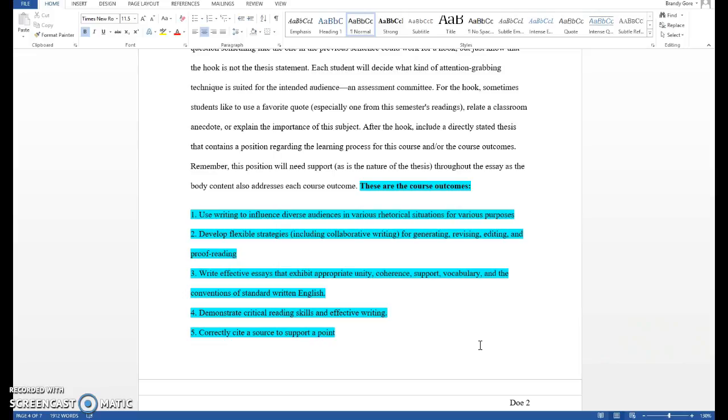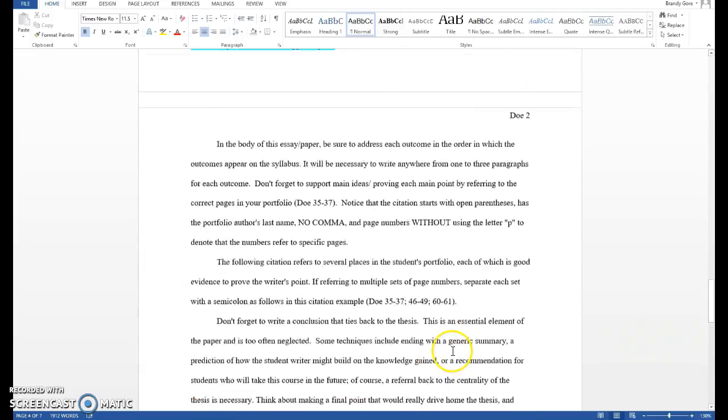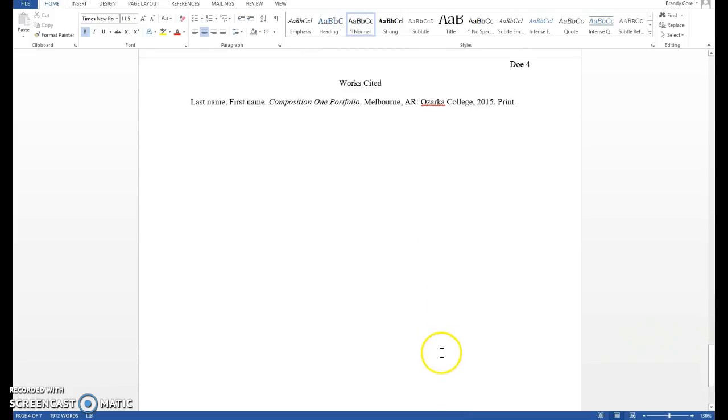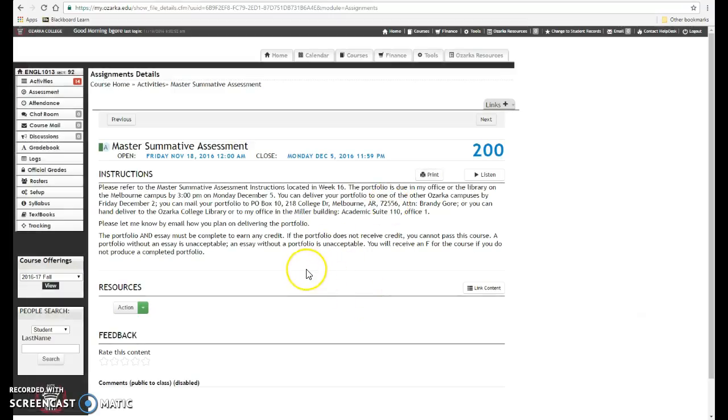And finally, on 5, correctly cite a source to support a point. You had practice homework in doing this, and you had to do this for the literary analysis and the argument persuasion. So keep those things in mind as you write your essay. Okay, so the last thing I want to talk about, because you guys can read all of this information yourself, is how to get it to me.